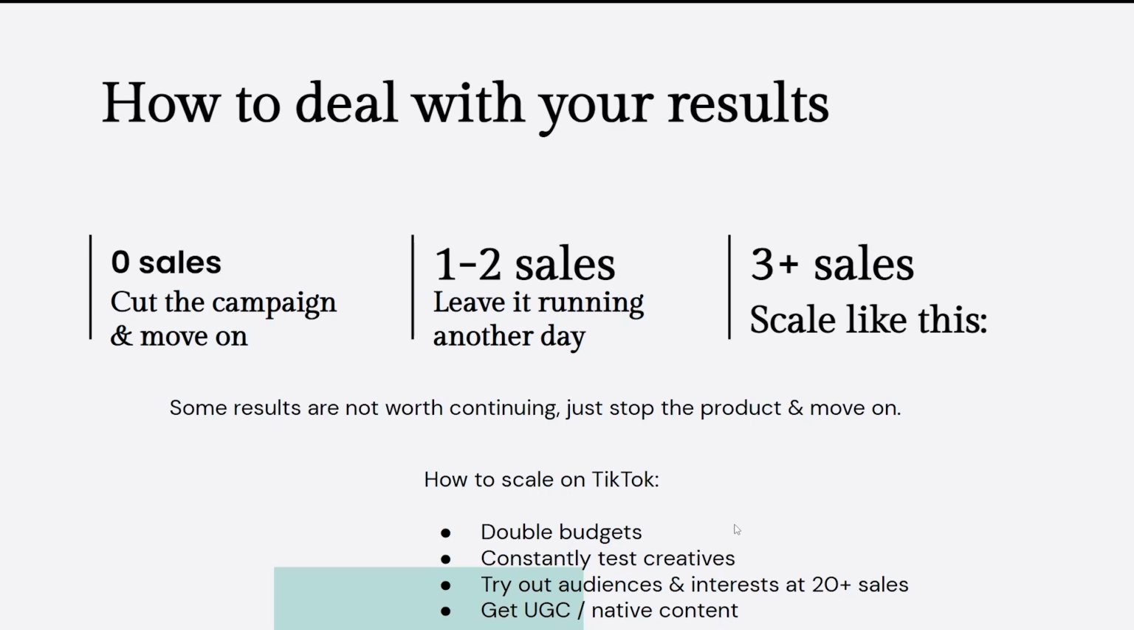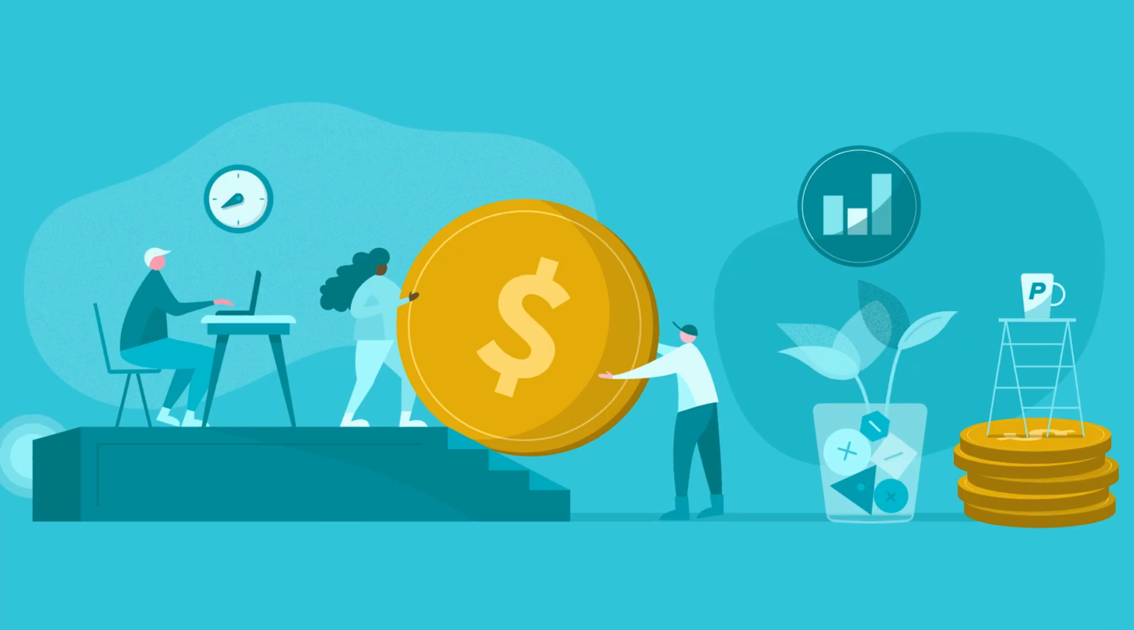All right, so how do you scale on TikTok, you may ask? So the first way, and one of the best ways to scale on TikTok, is just by doubling the budgets. If you have a campaign that's doing good, let's say you're spending $100 a day, do not be afraid to just double it to $200 a day, because if it's working at $100 a day, it's incredibly likely to work at $200 a day and it's probably going to work even better at $200 a day. So on TikTok, you just want to up the budgets.